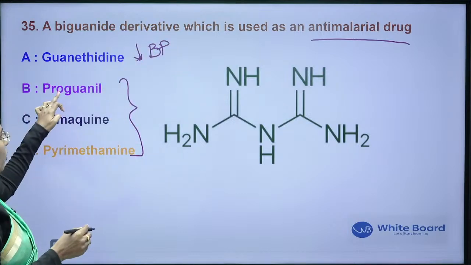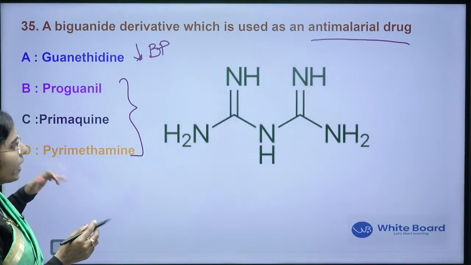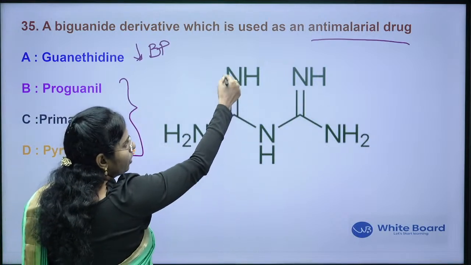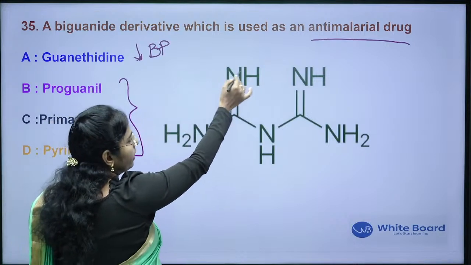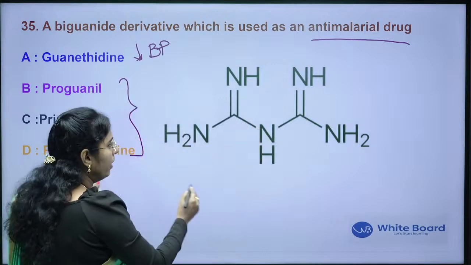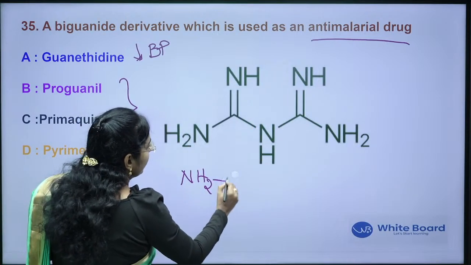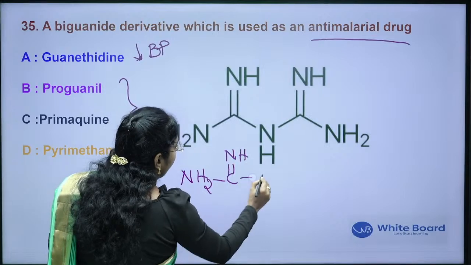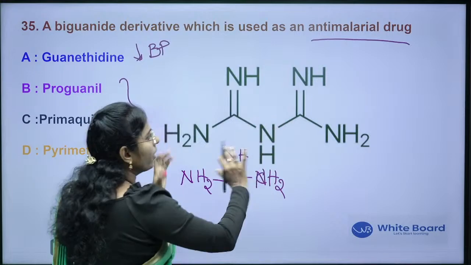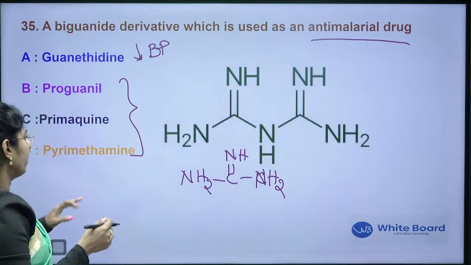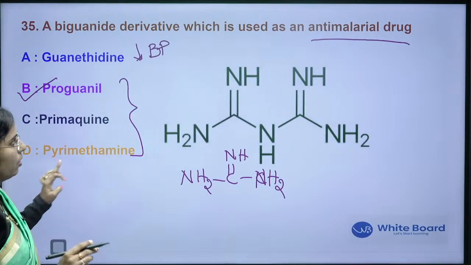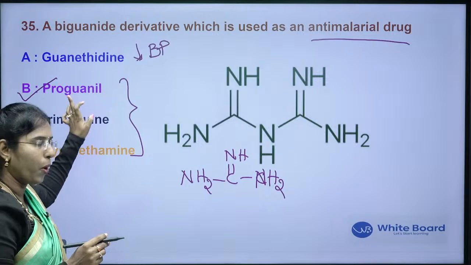Out of these 3, biguanide is nothing but this structure. Instead of urea, that is O, they have added NH here, next NH, NH2. Two guanide rings are joined like NH2, C double bond NH and NH2. So this is the guanide ring. Two guanide rings are combined together, and the proguanil drug consists of this ring structure. So the correct answer is proguanil.